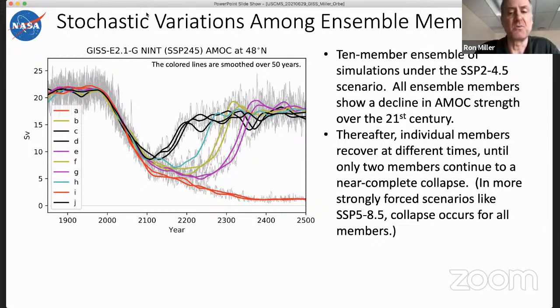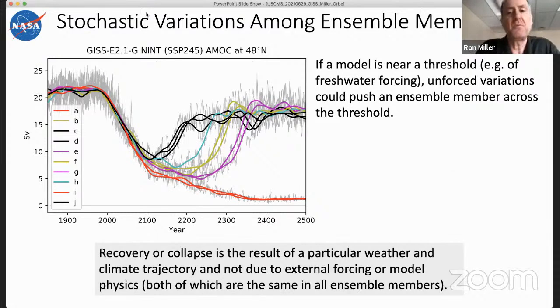What I want to mention is that in more strongly forced scenarios like SSP 8.5, collapse occurs for all members. There's no recovery.